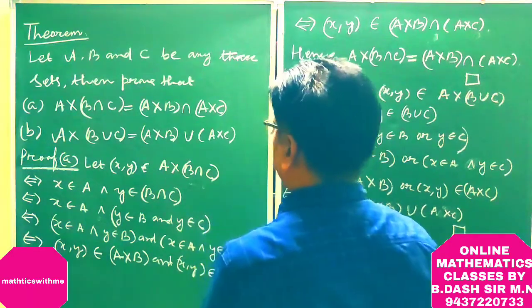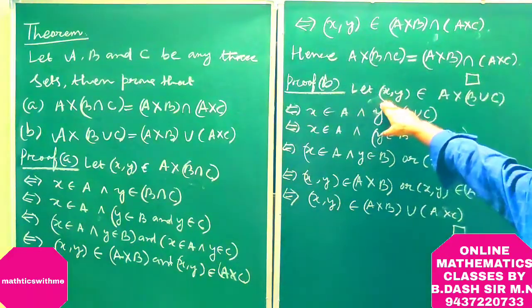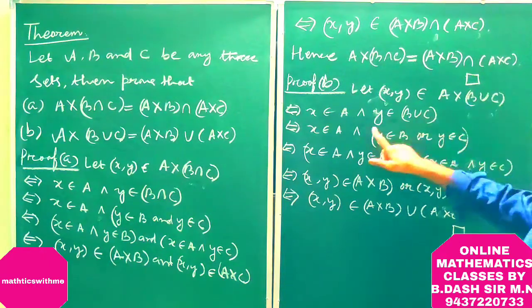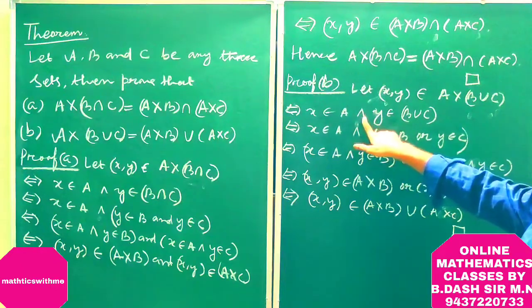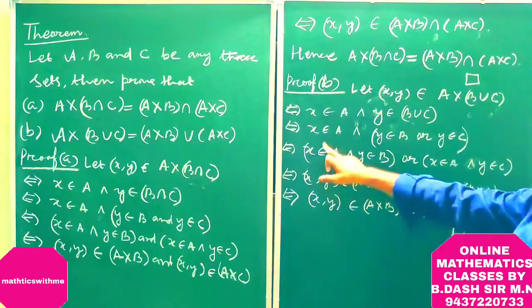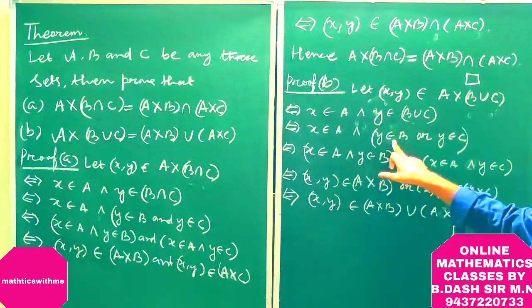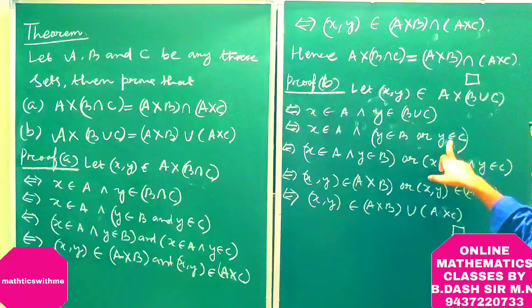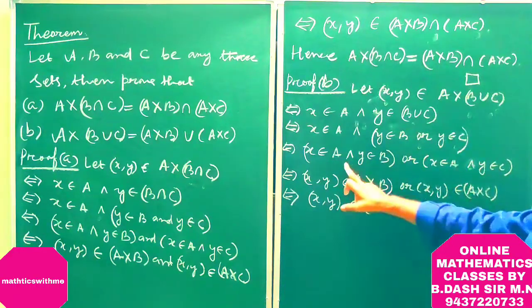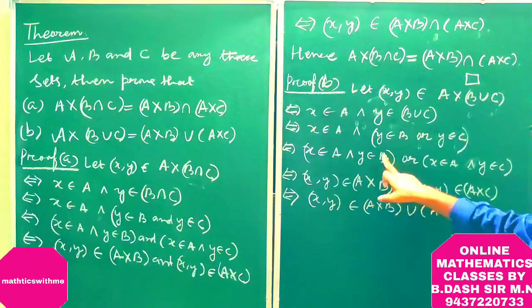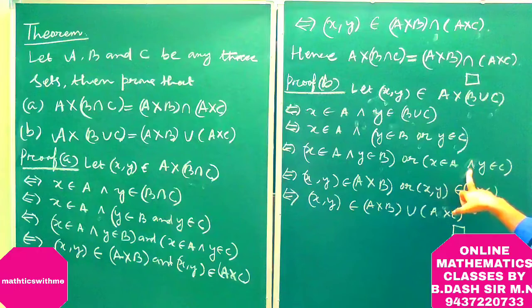So in the second part, let us take the ordered pair (x, y) belongs to A cross (B union C). It means x belongs to A and y belongs to B union C. X belongs to A and y belongs to B, or y belongs to C. This expression can be written as x belongs to A and y belongs to B, or x belongs to A and y belongs to C.